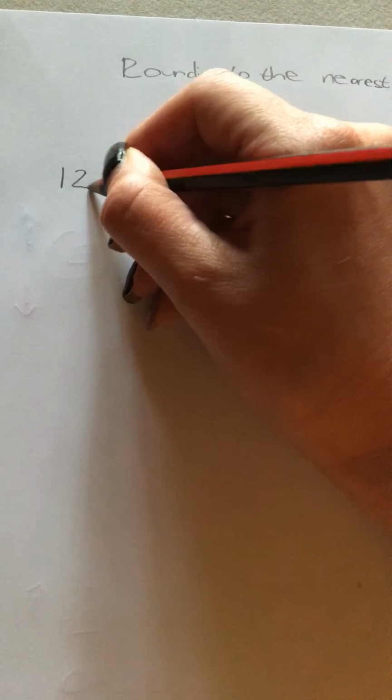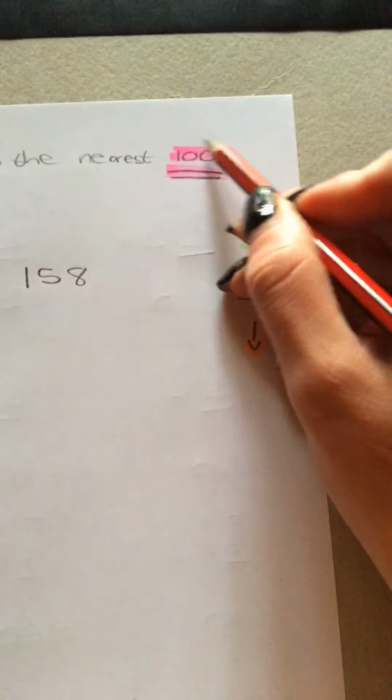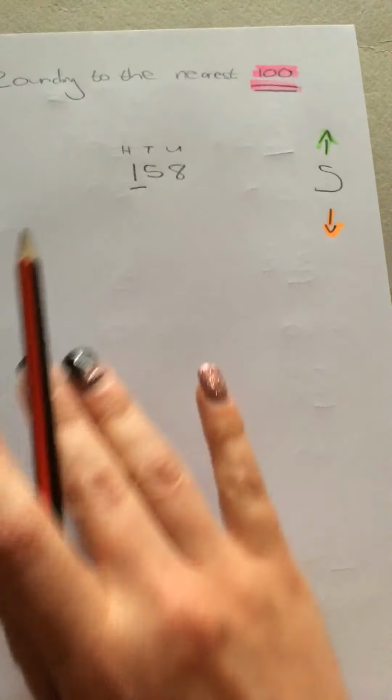So let's take a number, 123. Let's take the number 158. Okay, we're rounding to the nearest 100. Identify your 100. That is a 100. So we can even write it as 100, 10, unit. Remember what I said? The numbers before the 100 do not count. So in this case, luckily there's nothing in front of the 100, so it does not count. Great stuff.